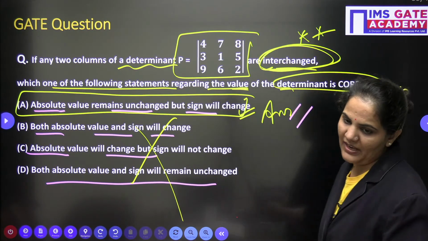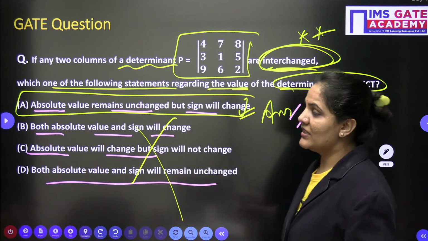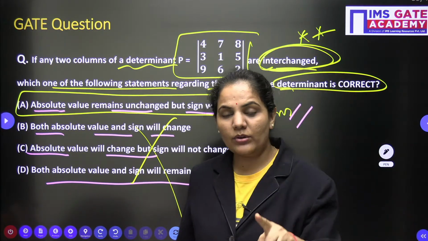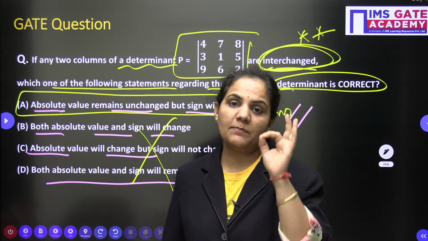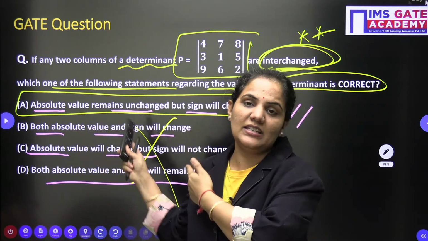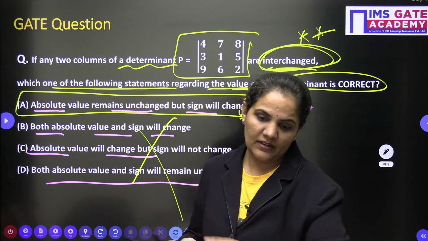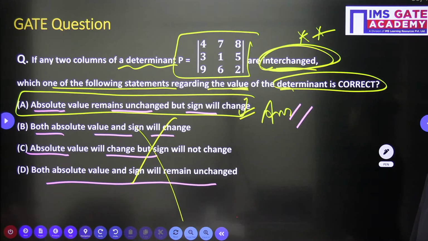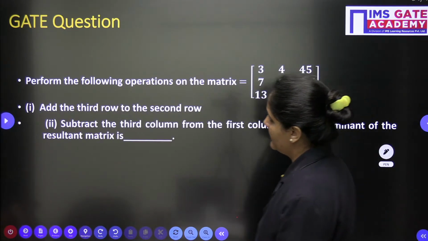Yes, very good. So very easily we can understand, because this is directly the property. Again I am reminding you, I told you that based on the properties of determinants we are having direct GATE questions. Here again you can see. Okay, now let's come to the next question.